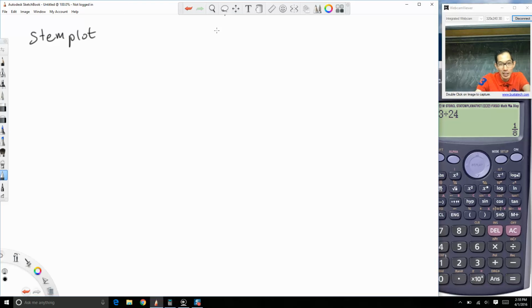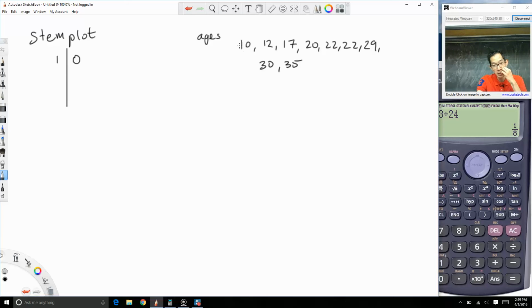plot, okay? So let's just say, as far as ages go, we've collected data and we looked at ages and we got 10, 12, 17, 20, 22, 22, 29, 30, and 35, okay? And so what we're going to do is represent each of these values with a 1 on the tens side, and then I'm going to put the value 0 here to represent the number 10, okay?